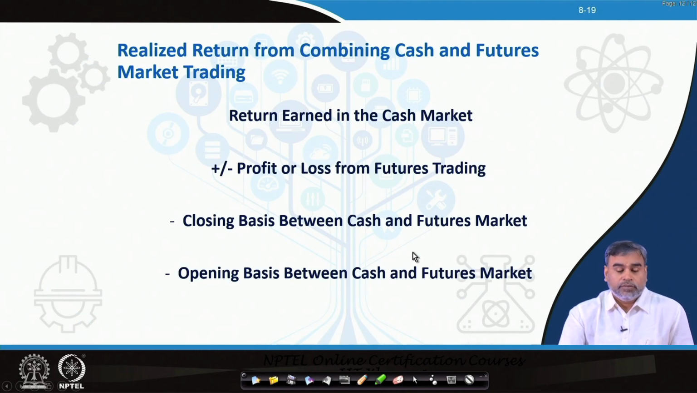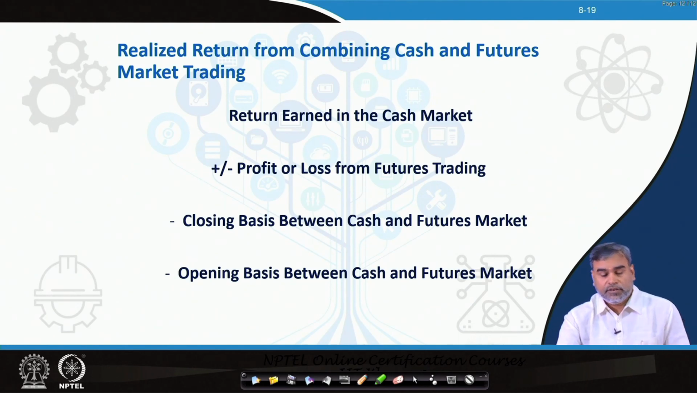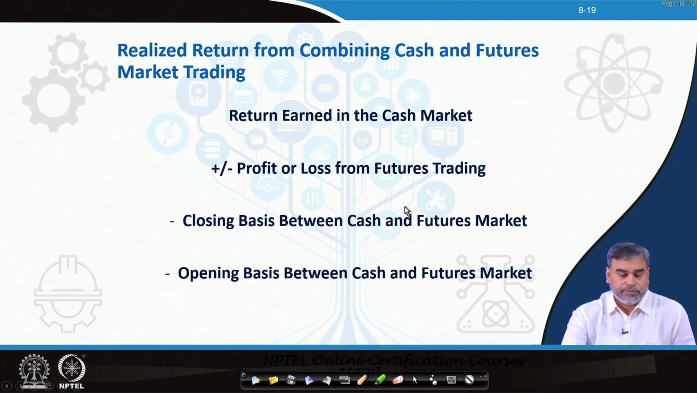So, if you want to summarize, this is the way it works. The realized return from combining cash and futures market trading is the return earned in the cash market plus or minus the profit or loss from the futures trading, minus the closing basis between the cash and futures markets, minus the opening basis between cash and the futures markets. That is what we have explained in the previous sessions.